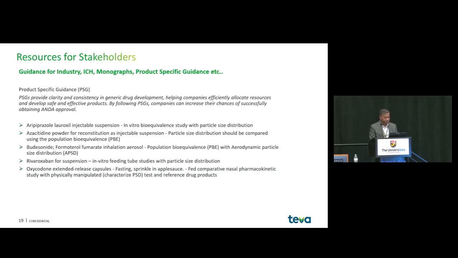So let's look at the aripiprazole lauroxil injectable suspension. It has a requirement for an in vitro bioequivalence study with particle size distribution. The azacitidine also has a particle size distribution with a comparison using population bioequivalence. And the budesonide formoterol fumarate inhalation aerosol talks about population bioequivalence again with aerodynamic particle size distribution. And the rivaroxaban for suspension talks about in vitro feeding tube studies with particle size distribution.